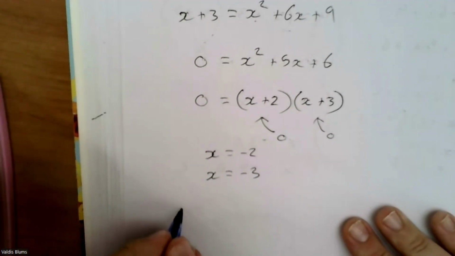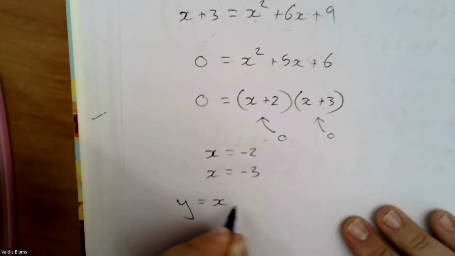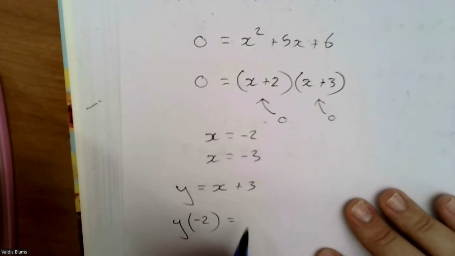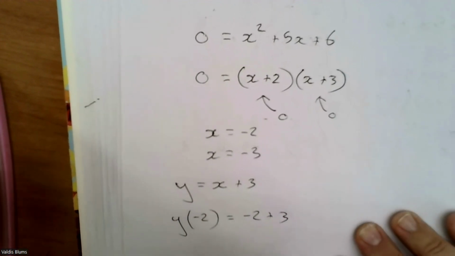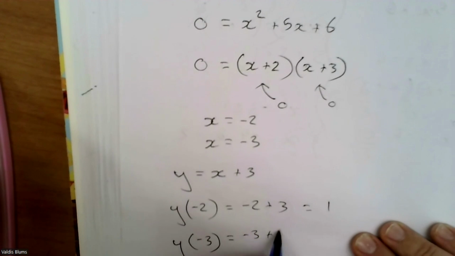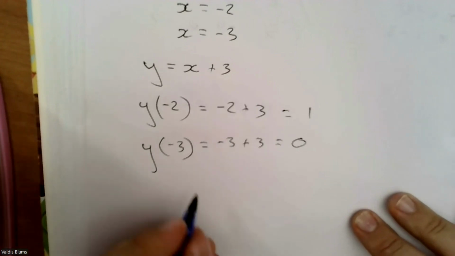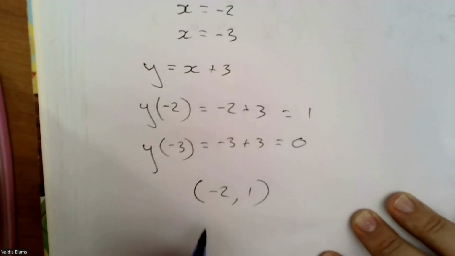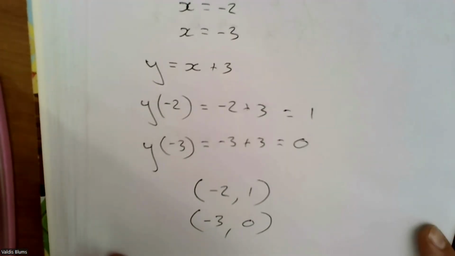We can then plug this into the simplest of the equations, which is the x plus 3 equation. So y of -2 is equal to -2 plus 3, which is equal to 1. And y of -3 is equal to -3 plus 3, which is 0. And so our two sets of coordinates that are valid for the original simultaneous equations are -2, 1, and -3, 0. And that's the solution for that question.